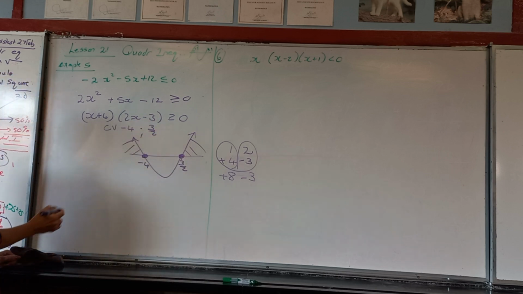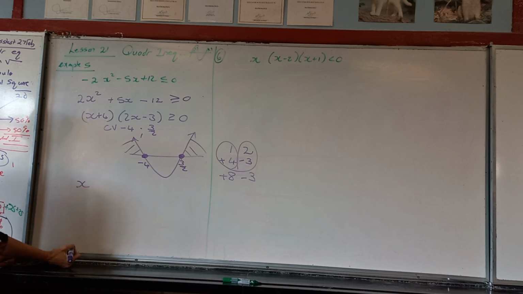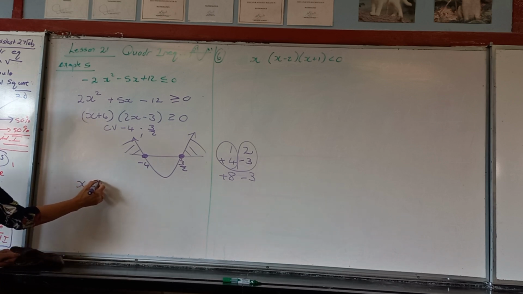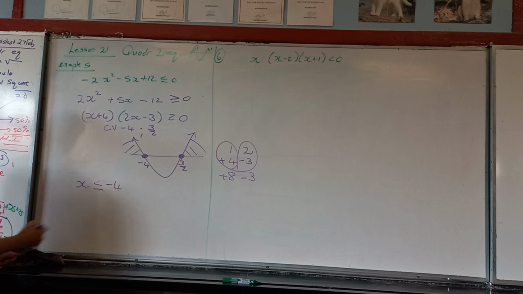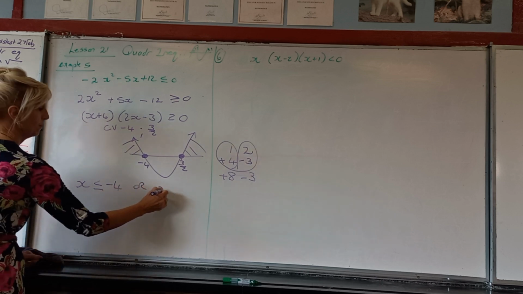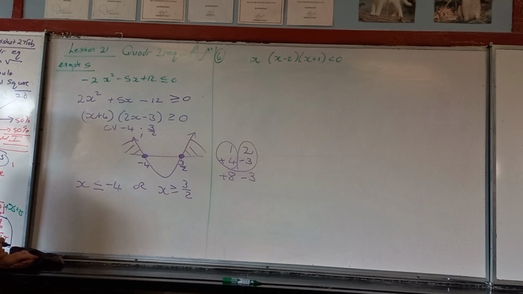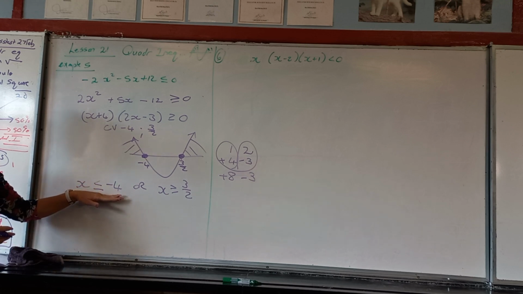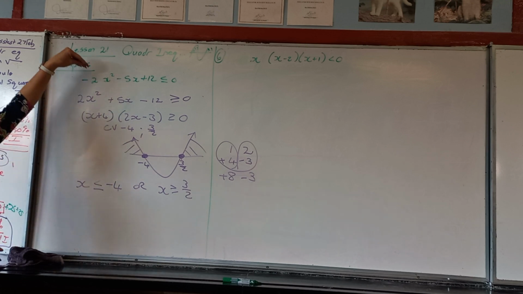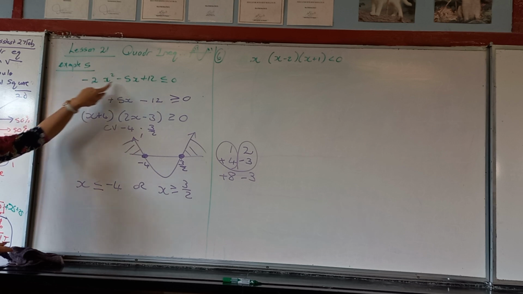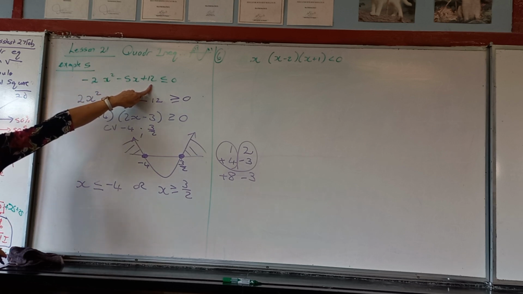So my solution is x is less than or equal to -4, or x is greater than or equal to 3 over 2. And that's my answer. And if you want to test it, take -5, for instance, and place it into the answers, work it out and see that the answer will be less than 0.